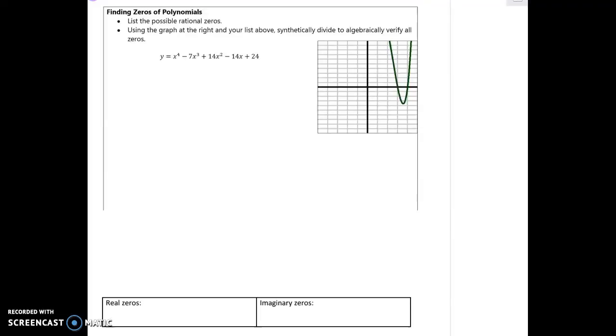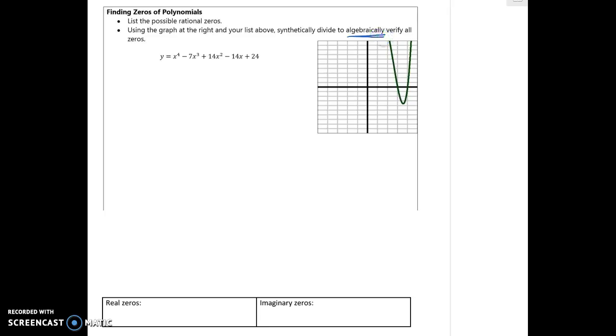Alright, so today it looks like we want to find the zeros of a polynomial. It says first list the possible rational zeros, and then use the graph at the right and your list above, synthetically divide to algebraically verify all zeros. When I say use algebra, make sure you are using algebra.